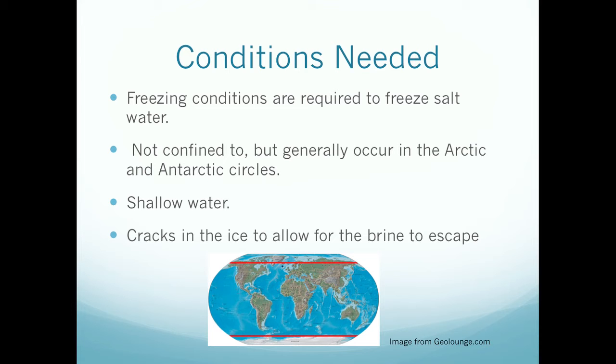These conditions are usually seen above the Arctic circle and below the Antarctic circle. You can kind of see the red lines. Usually shallow water is needed, and a crack in the ice needs to happen for the brine to actually escape downwards, or it just needs a channel for the brine to flow through.